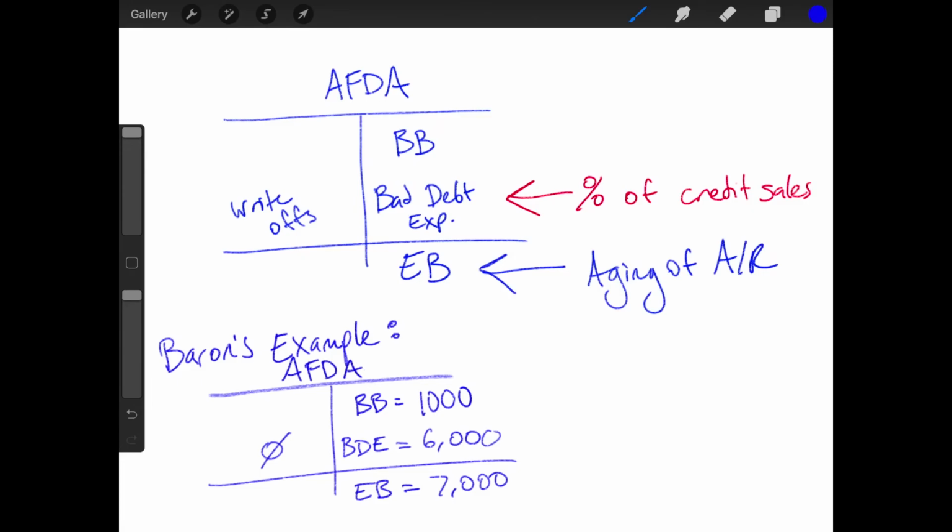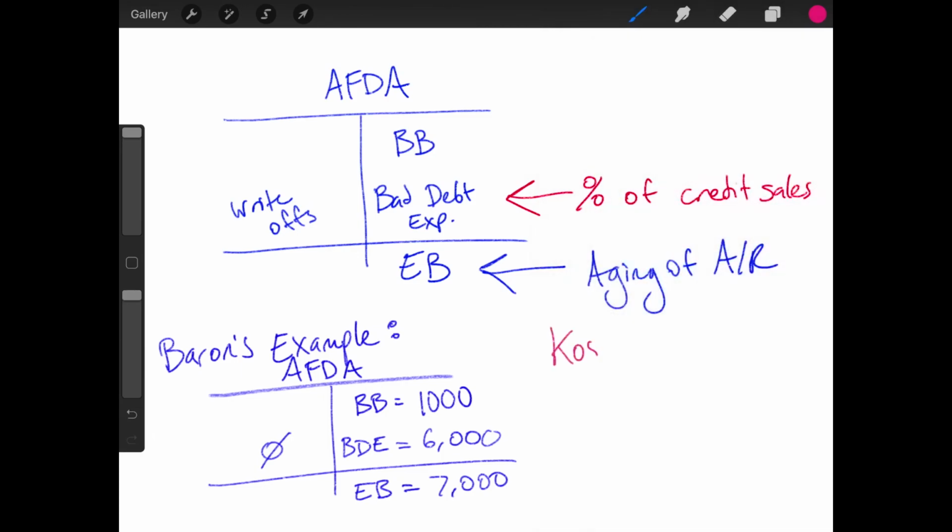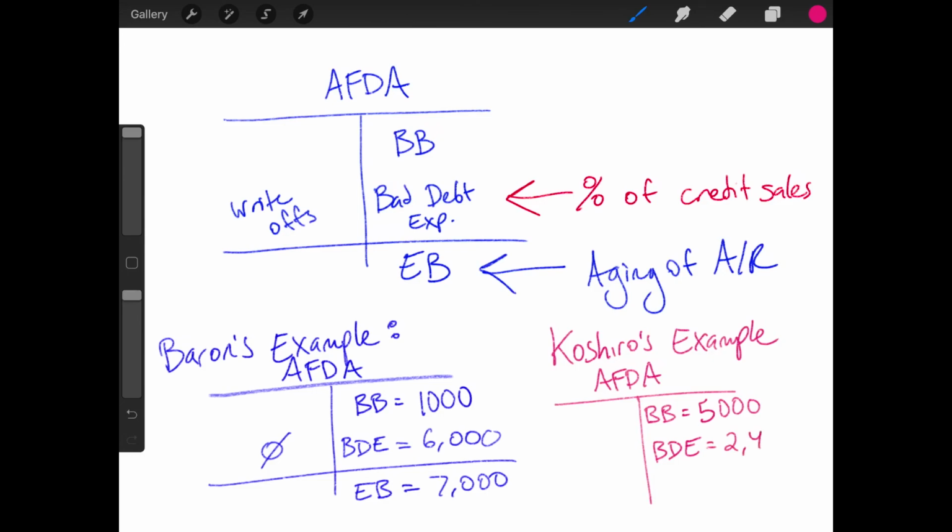If we were going to compare this to Koshiro's cupcake example, where Koshiro was using the percentage of credit sales method, here we can estimate our bad debt expense directly, right? So even if in this AFDA account we had a beginning balance for Koshiro's example of, let's say, $5,000, even if we had a beginning balance, that doesn't really impact the amount of bad debt expense we estimate, because our bad debt expense is just a direct estimation of that percentage of credit sales that we calculated to be $2,400.